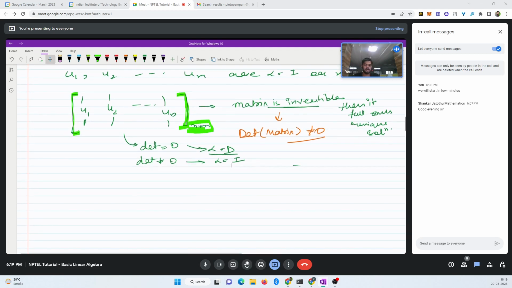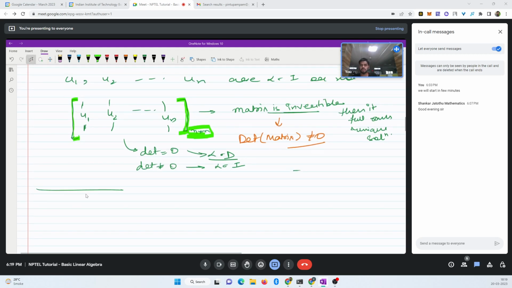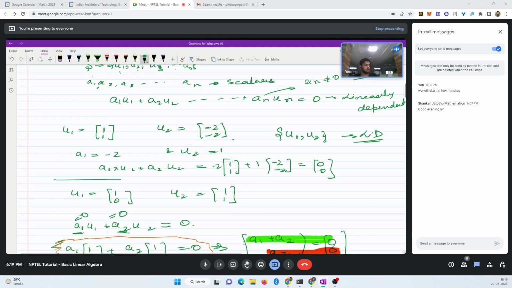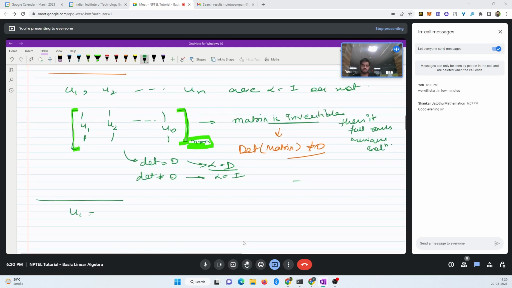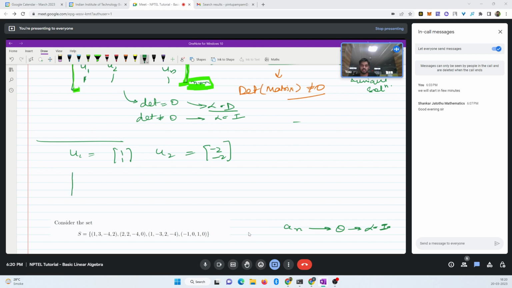Now let's apply this to the two examples that we took before. The first example that we took was (1, 1) and (-2, -2). So u1 was (1, 1) and u2 was (-2, -2). Now what did I say? We will write it as a matrix. So the first column is (1, 1), and the second is (-2, -2). Now if we take its determinant, what is it? It is 1 into -2 minus 1 into -2. So this gives you 0. And what we obtained earlier also was that these vectors are linearly dependent.